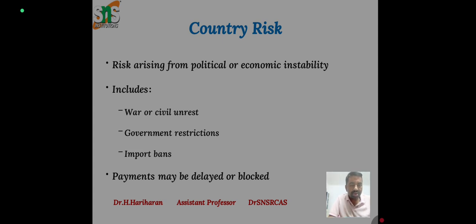It includes war or civil unrest, government restrictions, and import bans. We can't judge these in advance. Suddenly they can pass a policy and go for import bans, and even the government can go for restrictions. All those things. Payment may be delayed or blocked.